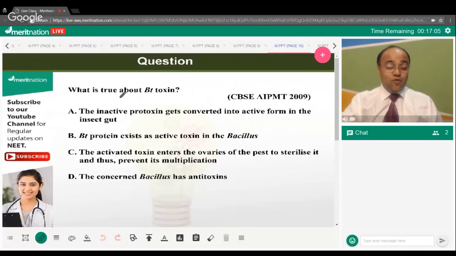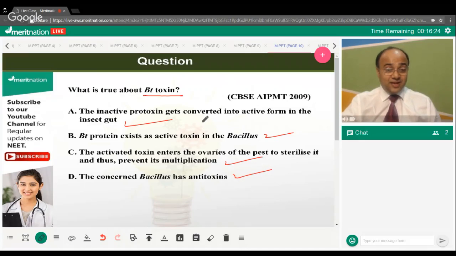Okay, what is true about Bt toxin, which is obtained from Bacillus thuringiensis? The inactive protoxin gets converted into active form in the insect gut. Bt protein exists as active toxin in the bacillus. The activated toxin enters the ovaries of the pest to sterilize it and thus prevents its multiplication. Well, a wonderful theory. The concerned bacillus has antitoxins.